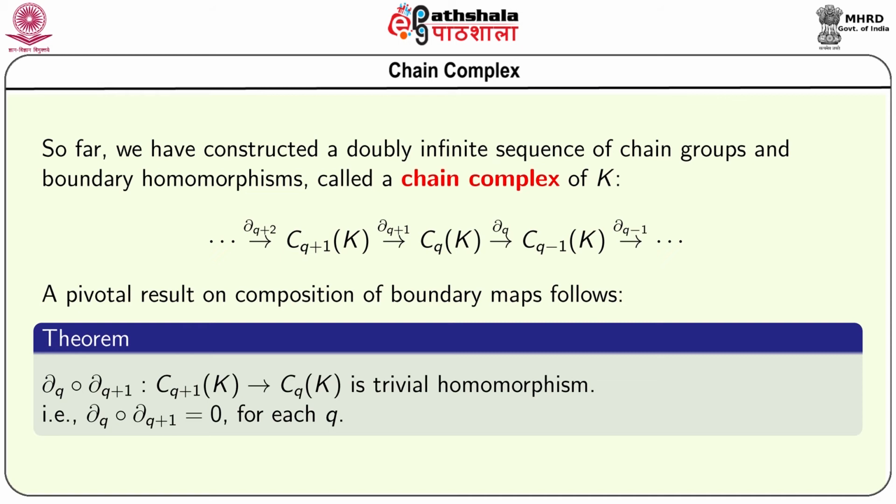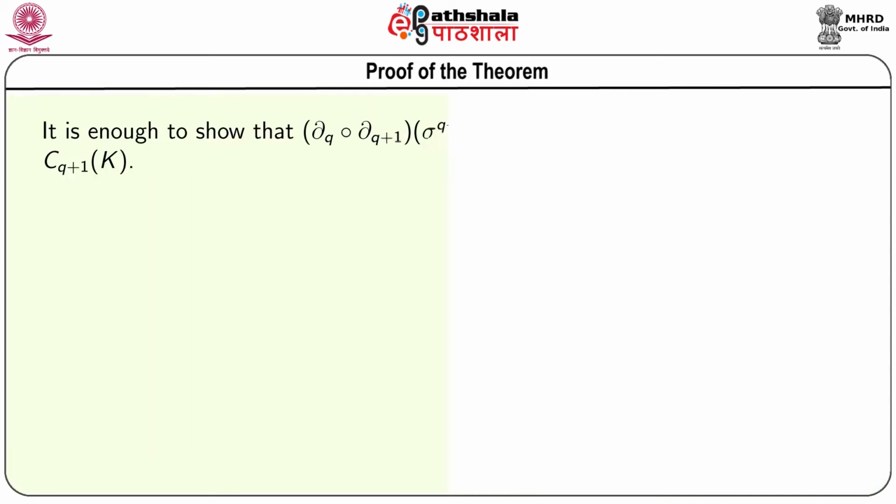We shall show that this composition ∂_q compose ∂_{q+1} is equal to 0 for each q. Now, let us prove this theorem. It is enough to show that ∂_q compose ∂_{q+1} of σ^{q+1} is equal to 0 for each generator σ^{q+1} of C_{q+1}(K).